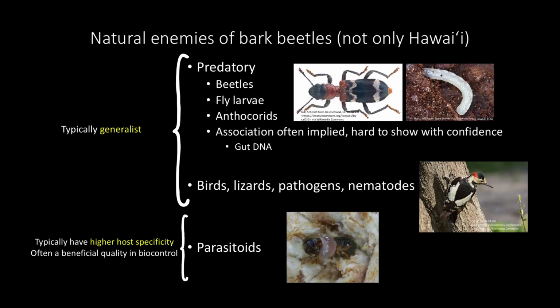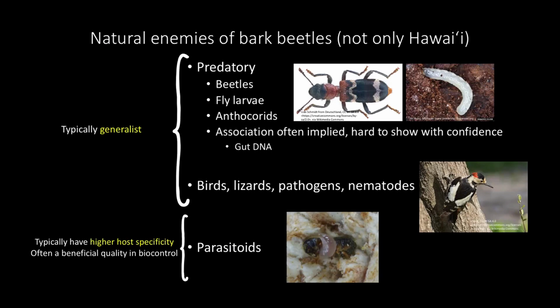Identifying what they have been eating by DNA in their guts is one of the few ways to show this with any confidence. Birds, lizards, pathogens, and nematodes have also been shown to limit their numbers to some degree. Some species of parasitoid wasps, the group of insects that we will mostly talk about here, are also known to go after bark beetles. In general, the predatory creatures are more generalist. They eat many different things.